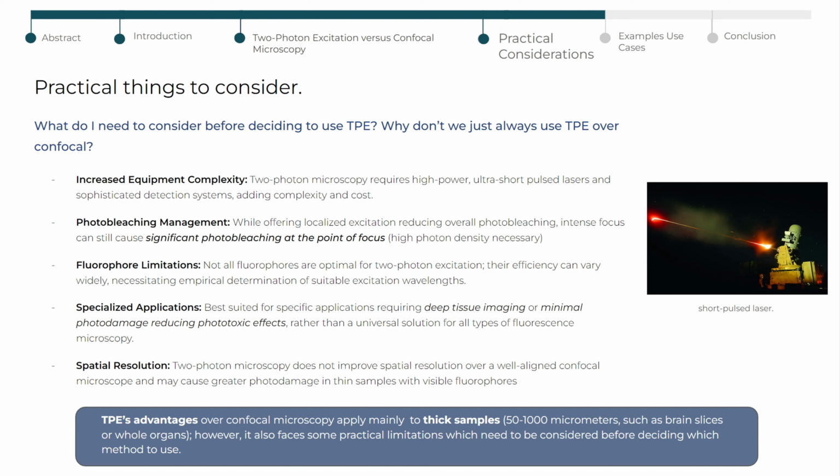So TPE's advantages over confocal microscopy apply mainly to thick samples, ranging from around 100 to 1000 micrometers, such as brain slices or whole organs, or in vivo imaging such as neural activity in the brains of live animals due to its deeper tissue penetration and reduced photo damage.